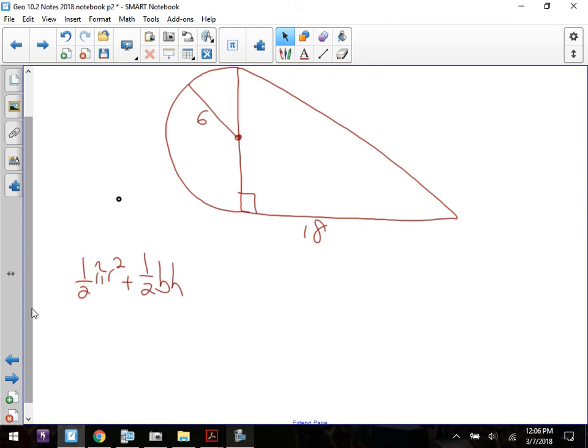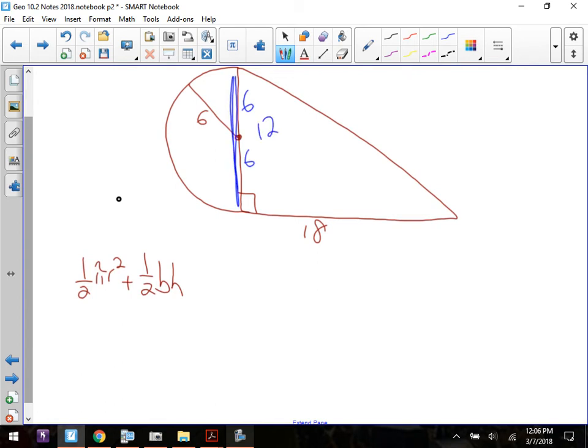12. So sometimes you have to put parts together because you're given this radius here at 6, which means these two are 6, which makes this whole thing 12. So that's when you start putting it together. You get 1/2 times 6 squared times pi plus 1/2 times 12 by 18.